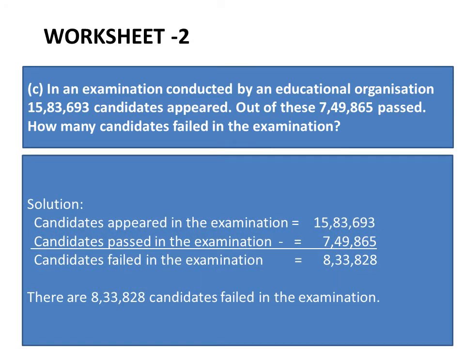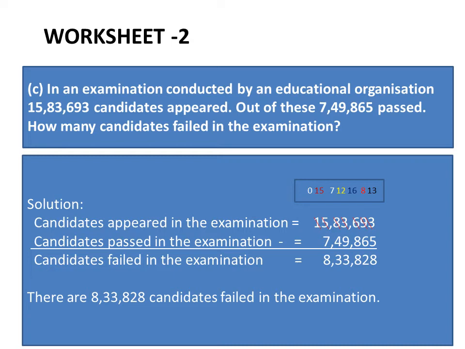The first statement is candidates appeared in the examination is equal to 15,83,693. The second statement is candidates passed in the examination is equal to 7,49,865. Now we will draw a line so our answer can go below it, and we will write a minus sign on the left to show that we are subtracting.